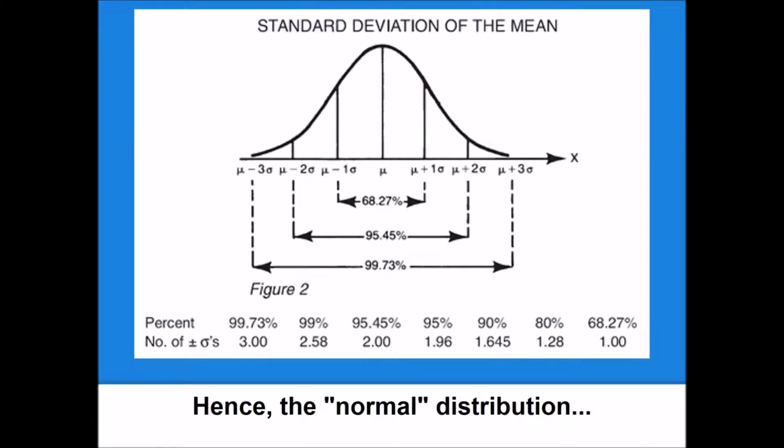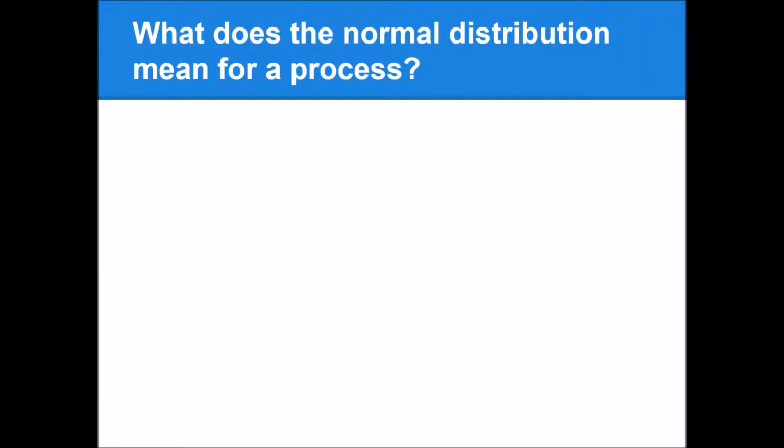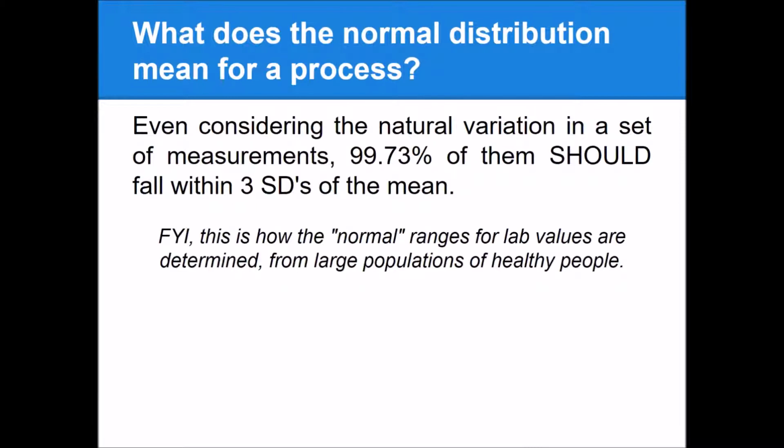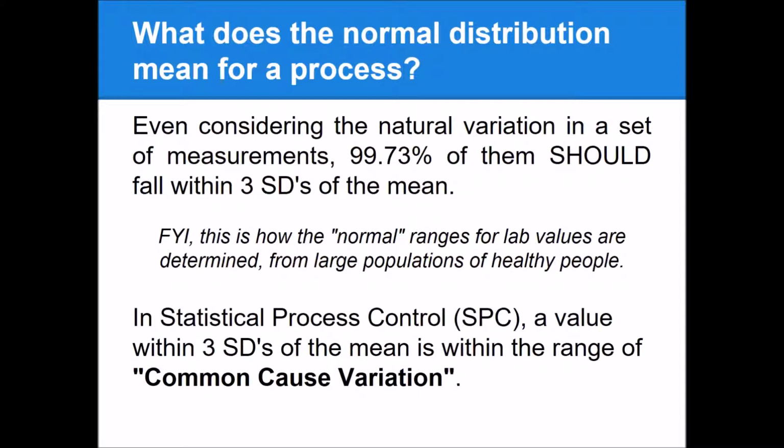Hence the normal distribution that we're also familiar with. The normal distribution for a process means that even considering natural variation in a set of measurements, 99.7% of them should fall within 3 standard deviations of the mean, and that's expected. FYI, this is how they determine the normal ranges for lab values from large populations of healthy people. In the field of statistical process control, a value within 3 standard deviations of the mean is within the range of what's called common cause variation.